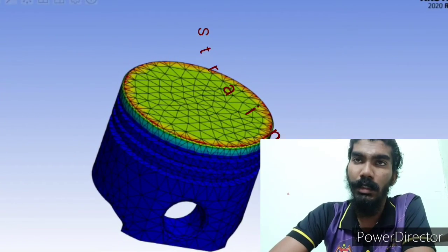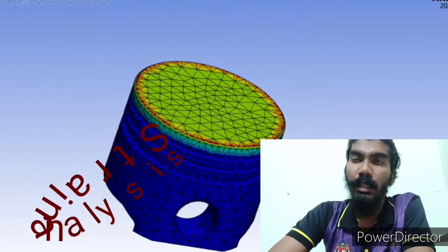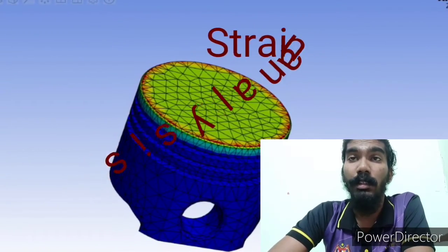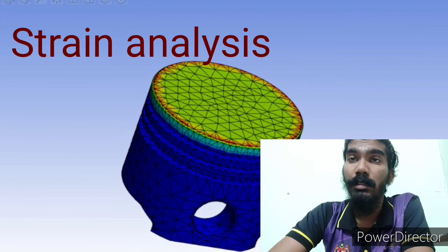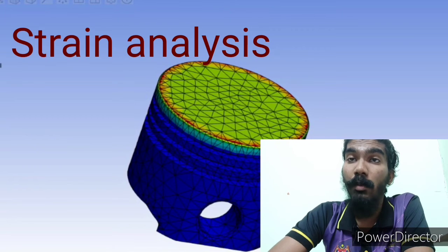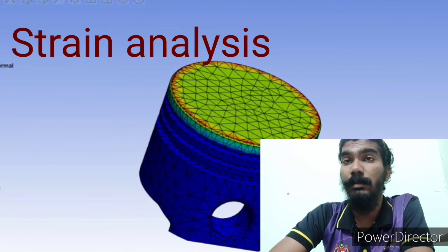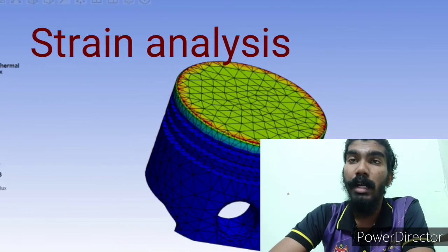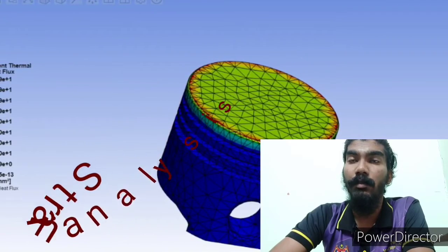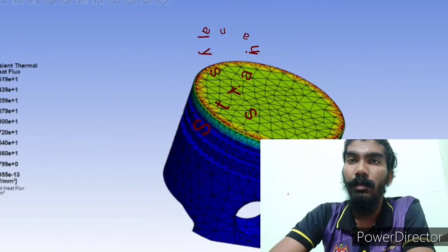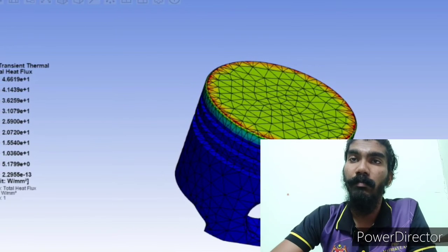Now we're going to look at the strain analysis. It is the same as the deformation. The middle part of the piston, the yellow part shown on the screen, will go through the strain analysis, because that part will have a change in length and dimension, since it has more impact compared to the other sides of the piston.